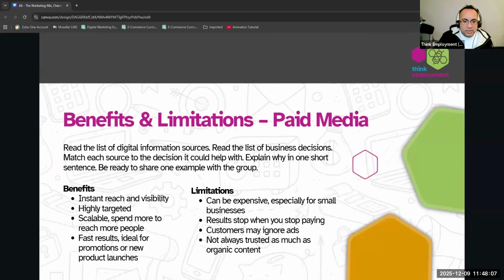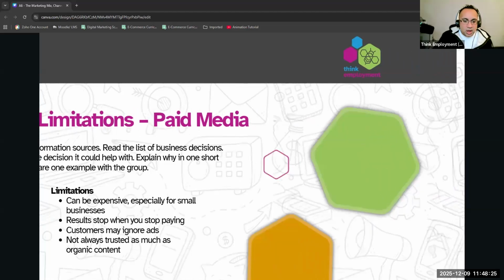Benefits and limitations of paid media: it's instant, it's highly targeted, scalable, fast results. The limitations: it's expensive. Results basically stop when you stop paying. Customers may ignore the ads, they may block it. It's not always trusted. It's a bit kind of cheeky, that kind of thing.